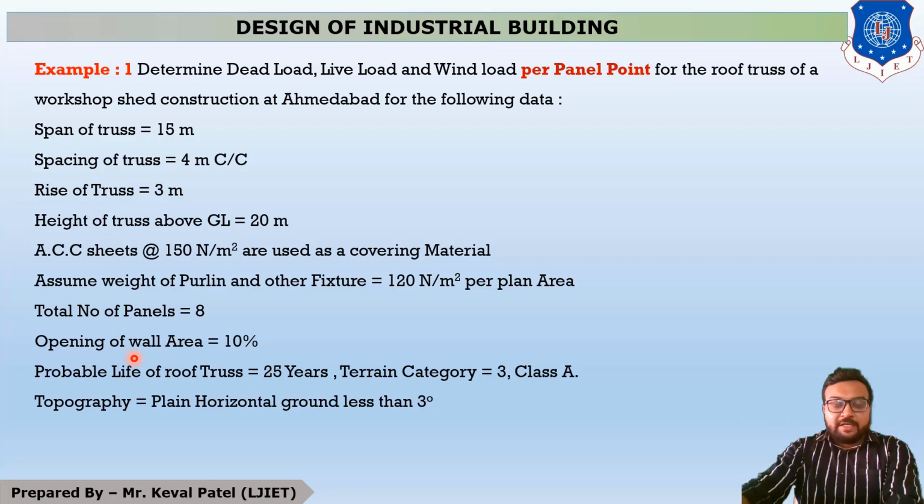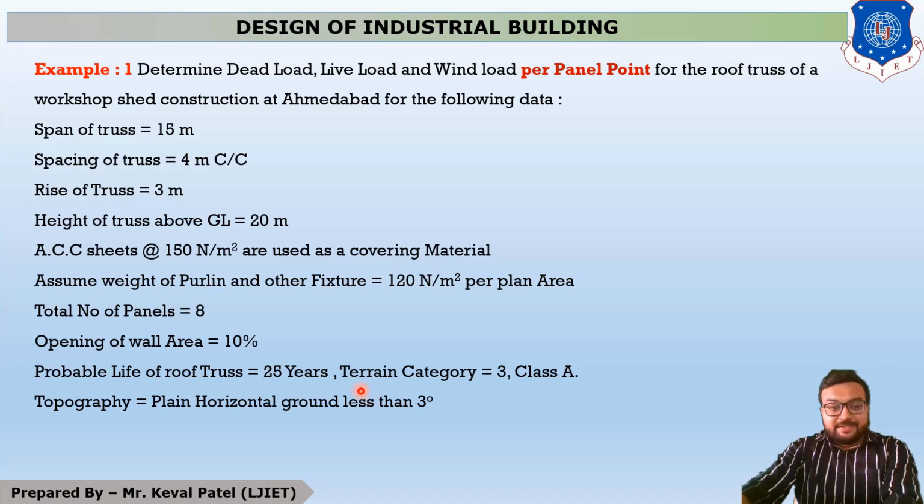Opening of wall area. This opening of wall area is useful to find out Cpi, the internal pressure coefficient. Probable life of period is 25 years. Terrain category 3 and class A, and topography is plain horizontal ground less than 3 degree. So these last two data are useful for the wind load calculation.